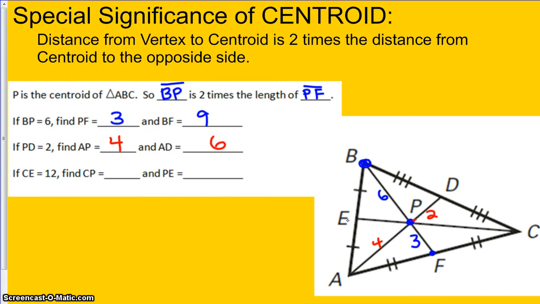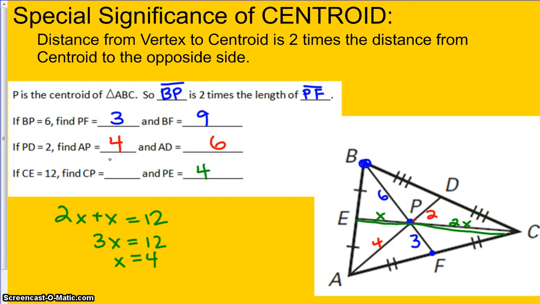Now on this one it says CE is 12. It says this whole line is 12. So I know the long piece is 2x and the short piece is 1x. So 2x plus x equals 12. So 3x equals 12, x equals 4. So PE is 4, and that means CP must be 8. You can go back and check. 8 plus 4 is 12.